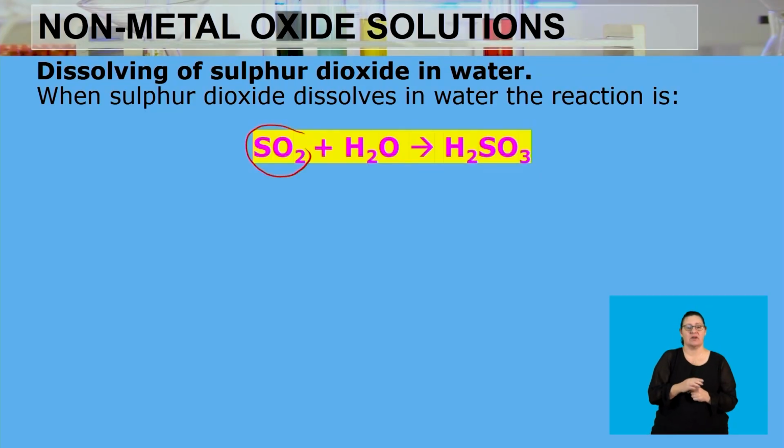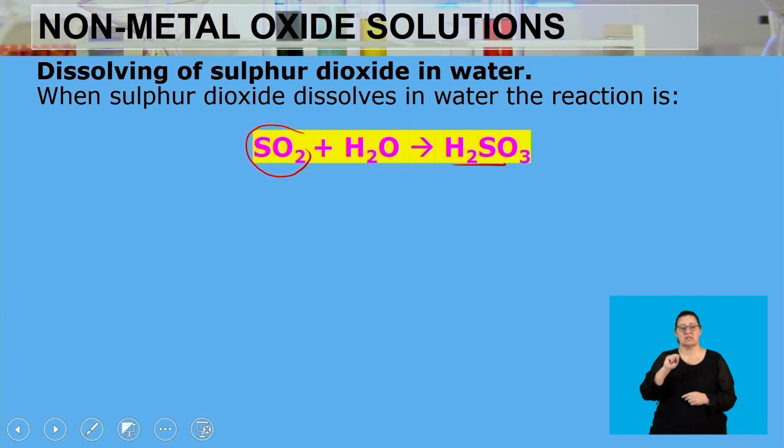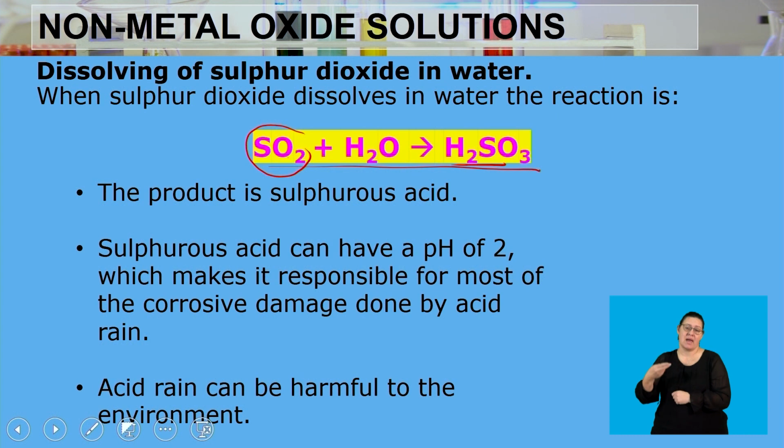So what happens now when we are dissolving the sulfur dioxide? Remember, sulfur starts by reacting with oxygen to form the sulfur dioxide, being our non-metal oxide. So now, taking our non-metal oxide and dissolving that in water, we are getting our sulfurous acid. So when sulfur dioxide dissolves in water, the reaction is given here: sulfur dioxide plus H2O reacts to form sulfurous acid. So the product that you're going to be forming here is our sulfurous acid.